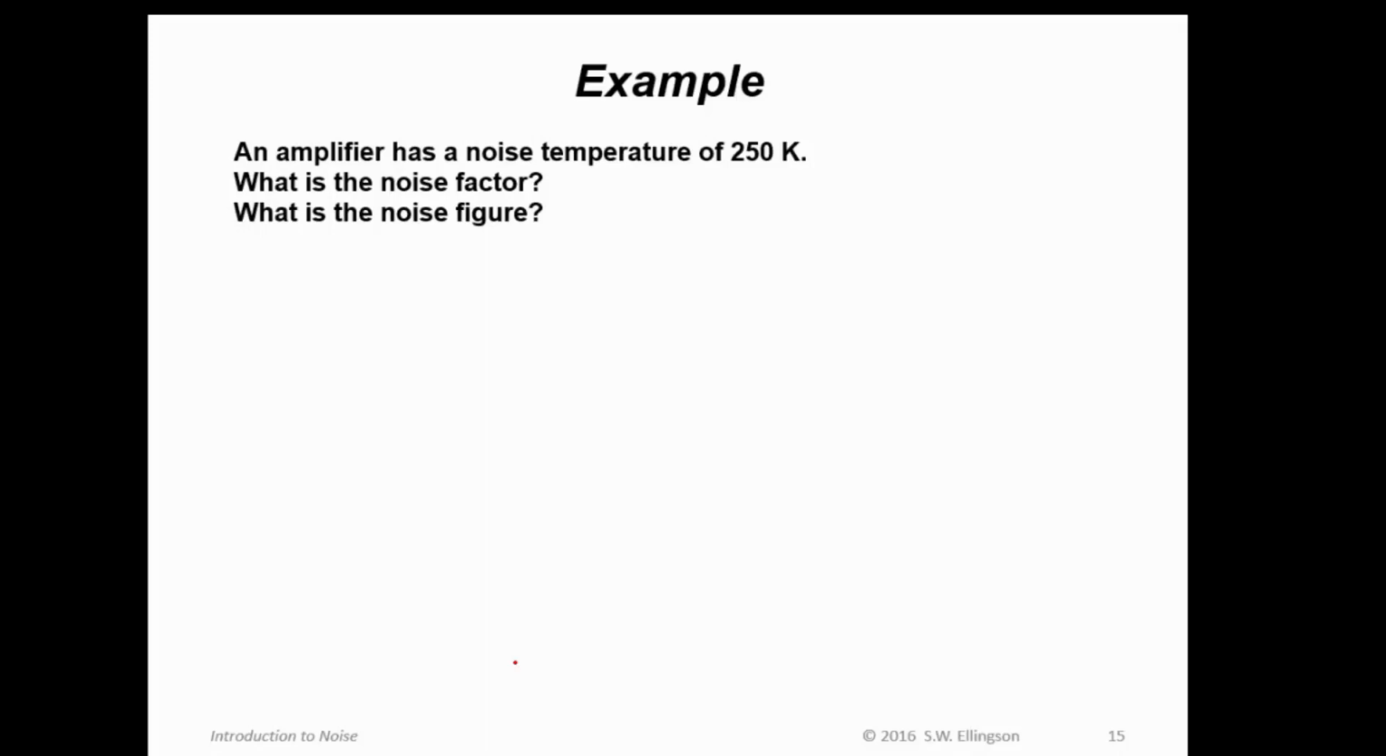So here's an example. Let's say an amplifier has an input referred equivalent noise temperature of 250 K. So this is T_EQ. What is the noise factor, and then what is the noise figure by the common definitions? So this is a good place to stop and see if you can come up with the answers to these questions. Okay, here's the answer.